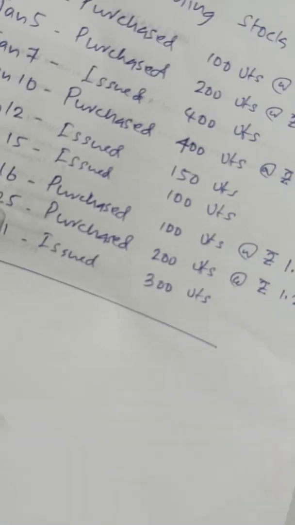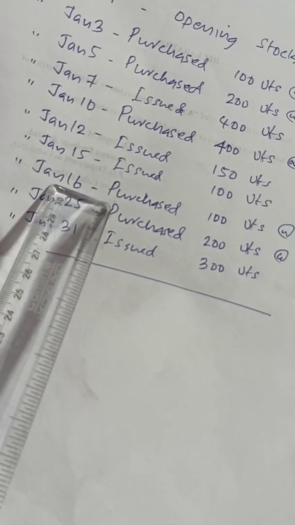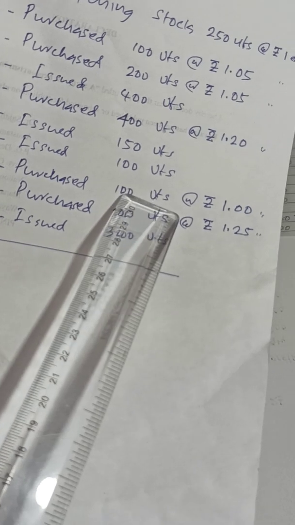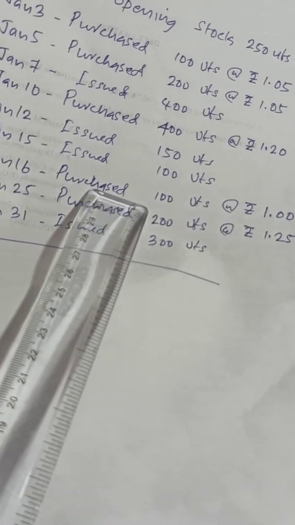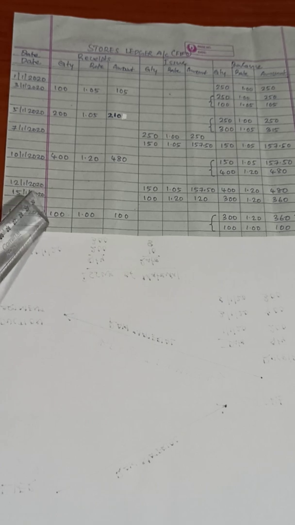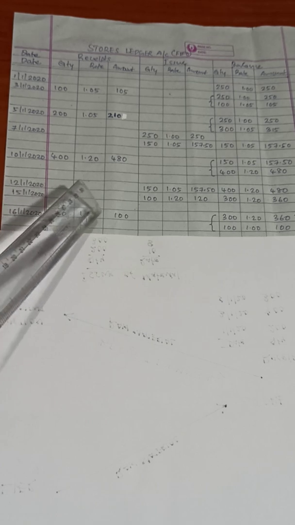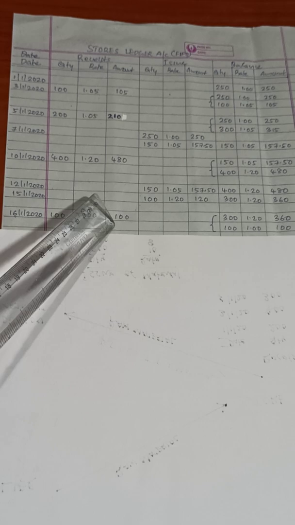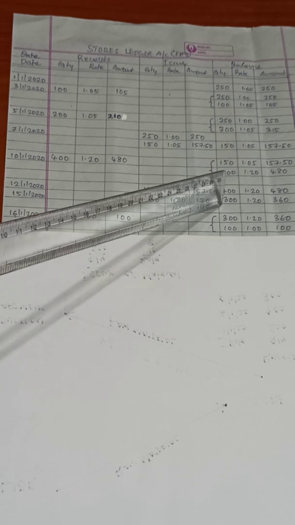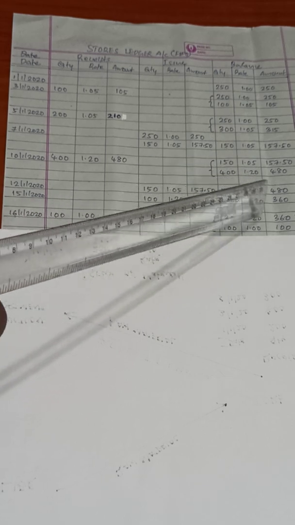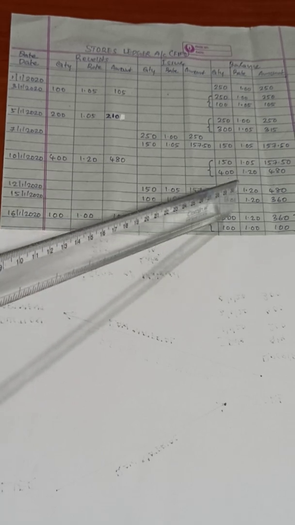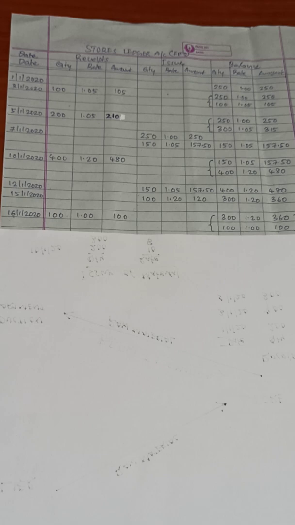And on January 16th, 100 units at the rate of 1 rupee is purchased, 100 rupees. The balance from the earlier column, that is 300, will be shown here. The 100, the fresh purchase, will be shown here. This is the closing balance on 16th January.